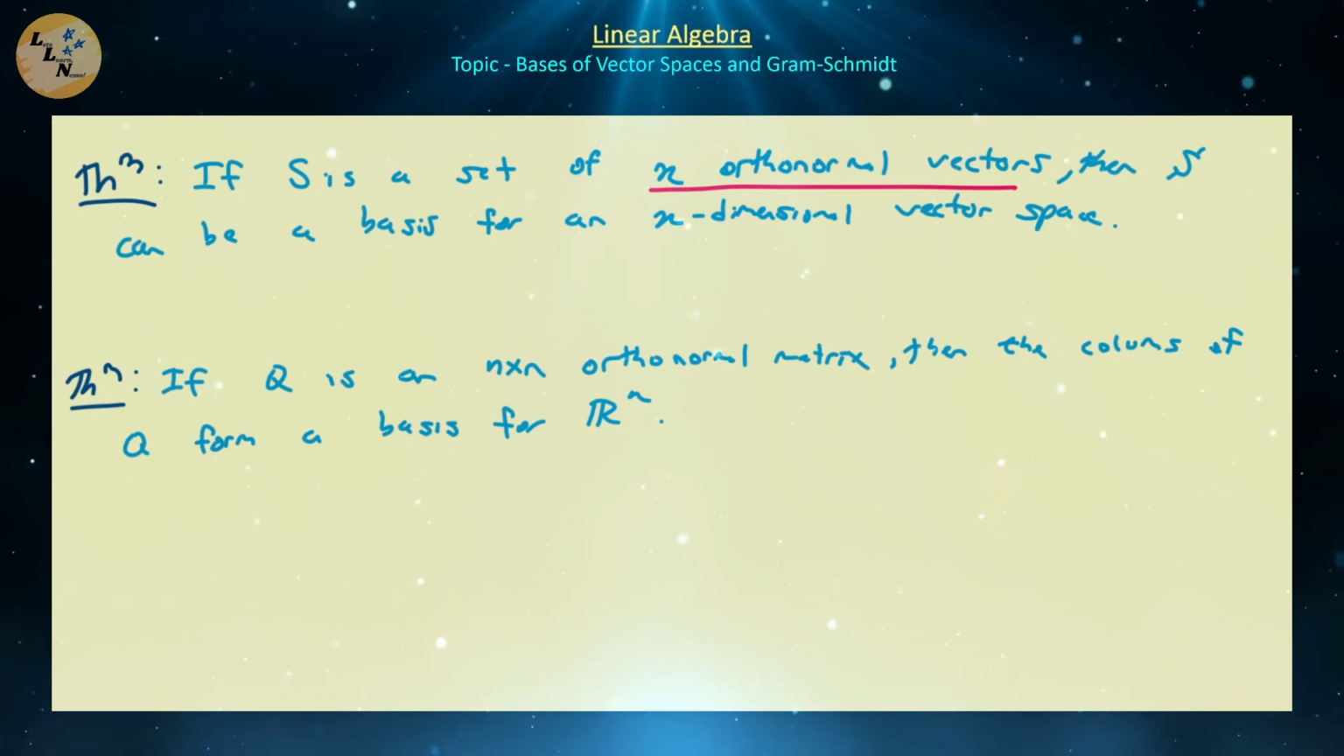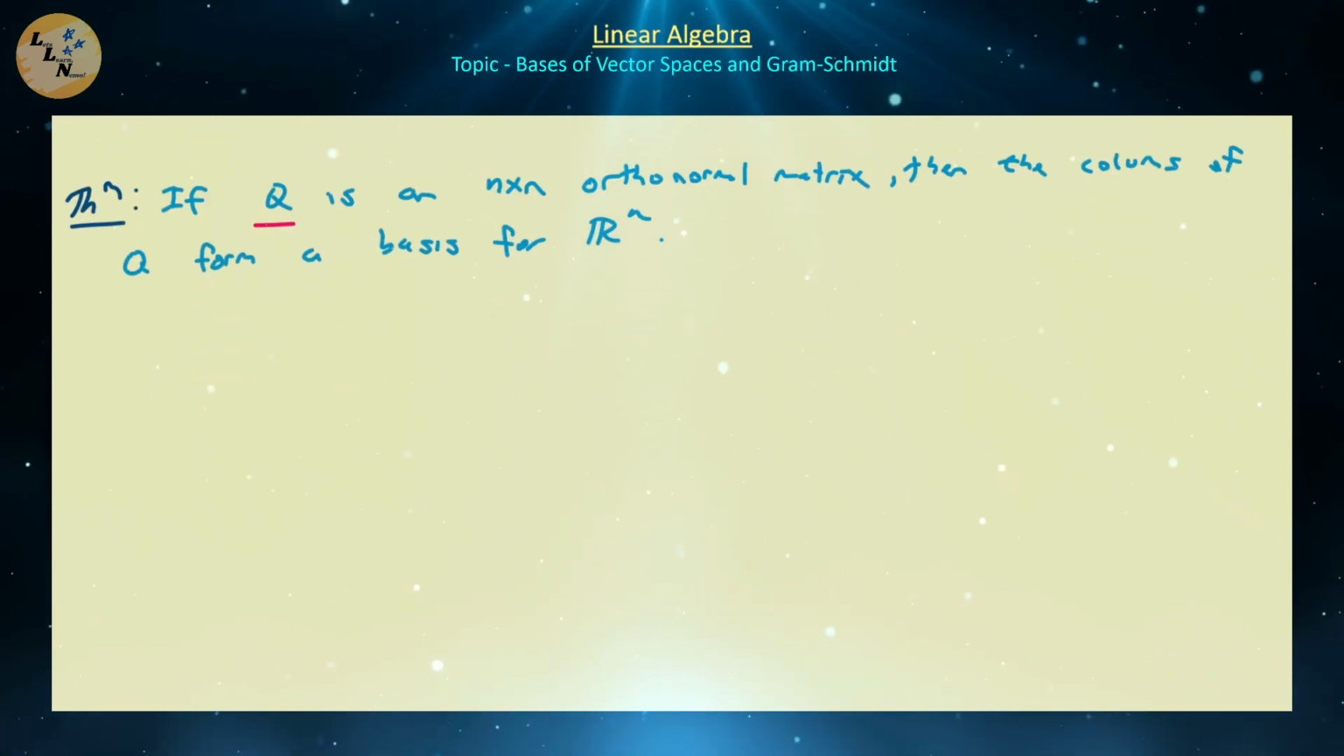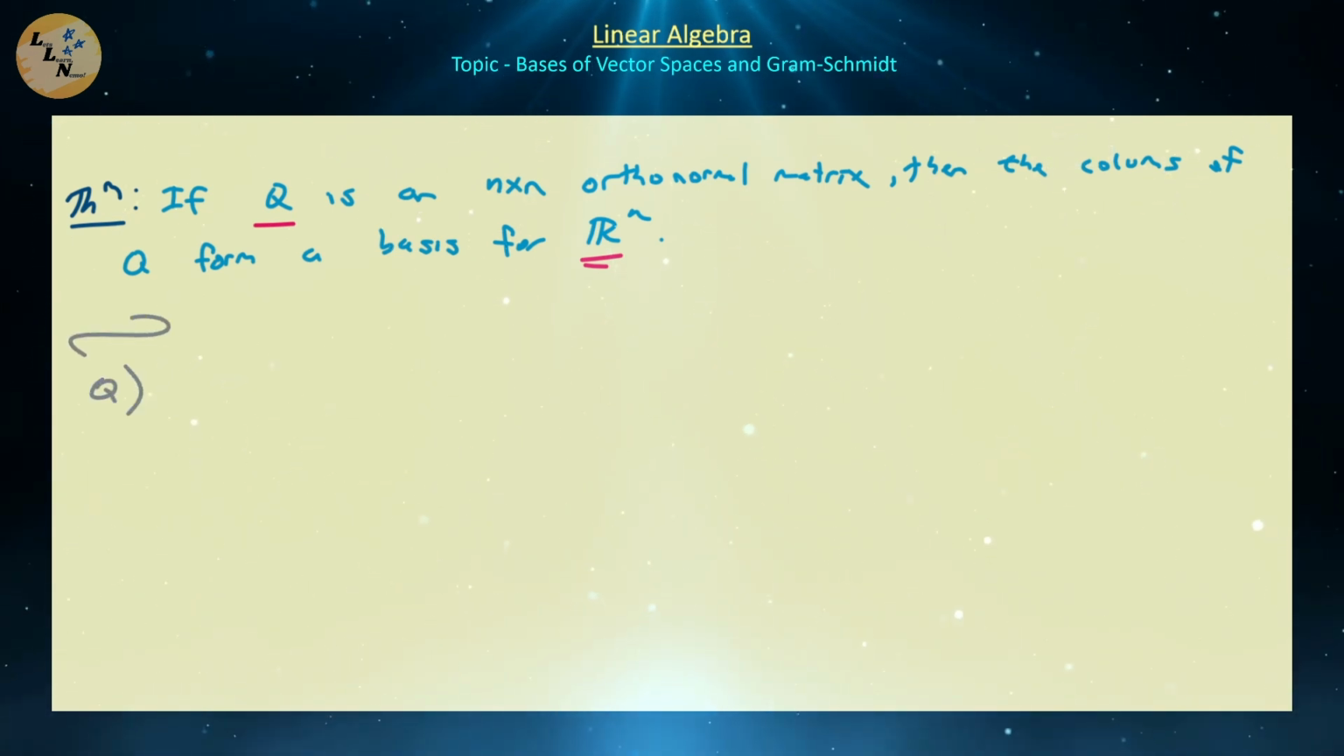Now, if Q is an n by n orthonormal matrix, then the columns of Q can form a basis for Rn. That pretty much ties together with this first theorem that I stated here. Q is now a matrix, the columns of it form an orthonormal set, and of course, if it's an orthonormal set, it can be represented as a basis for an n-dimensional vector space, in particular Rn, since we're working with a matrix of real numbers. Now I need to ask a very important question that a lot of you may be asking, and that is, so what?